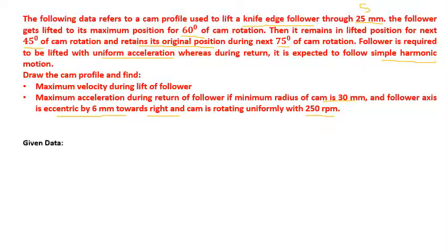So next we have to extract the given data. So these are important data. That is stroke length is 25 mm, theta O 60 degree, first dwell is 45 degree, return stroke is 75 degree. So we have determined this theta d2, that is second dwell, by subtracting 360 degree by adding all these values. So we got theta d2 180 degree.